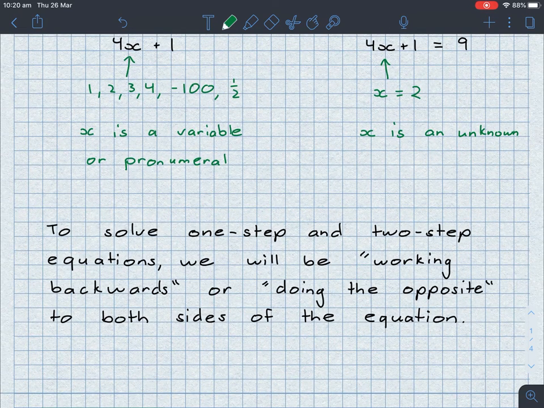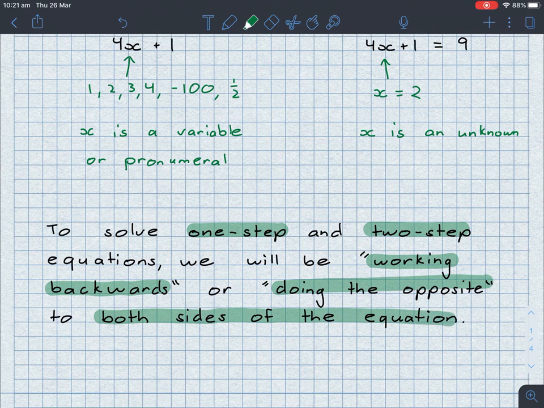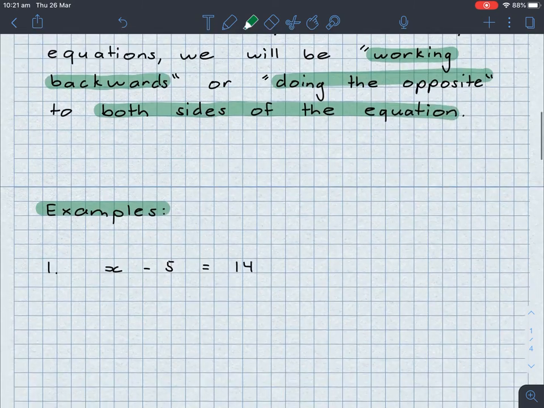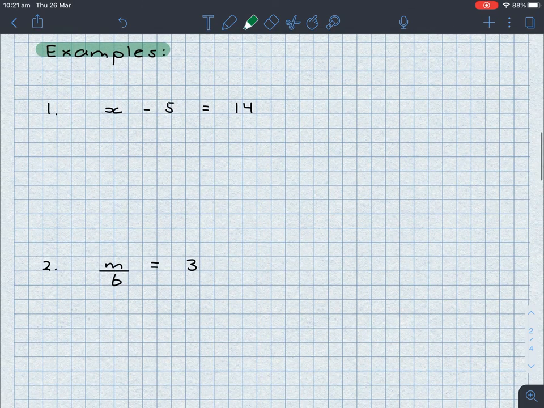We're going to be solving 1- and 2-step equations today, which is what you learned in year 7. And what we're going to do is we're going to be working backwards or doing the opposite to both sides of the equation. So these are things that we're going to be doing throughout this whole chapter. So we'll go through a few examples. Example number 1, and as we go through these, I want you to really take note of how I'm setting out my work.